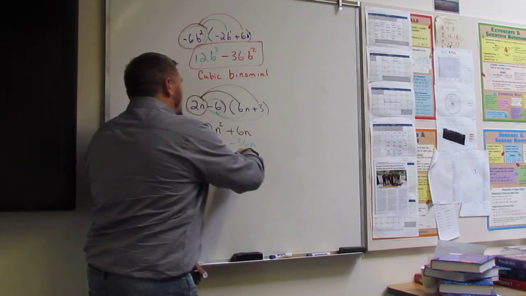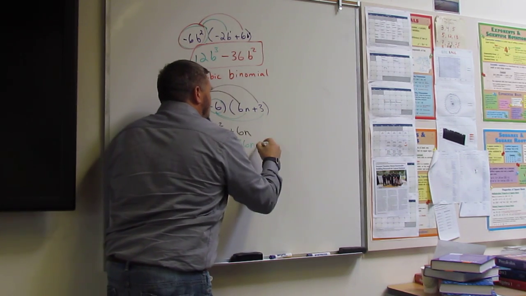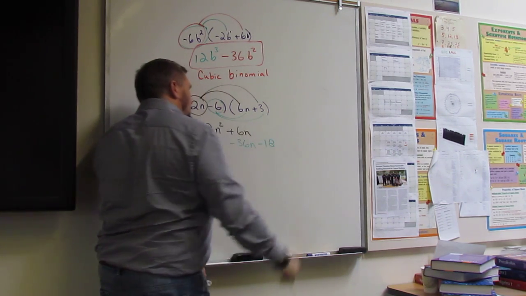Right? So, negative 6 times 3, negative 18.